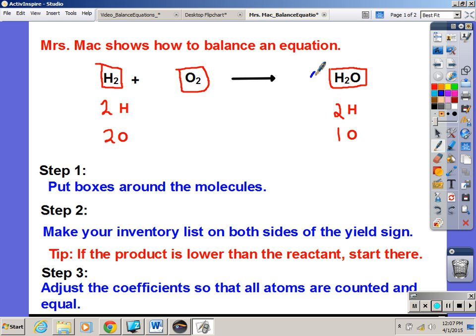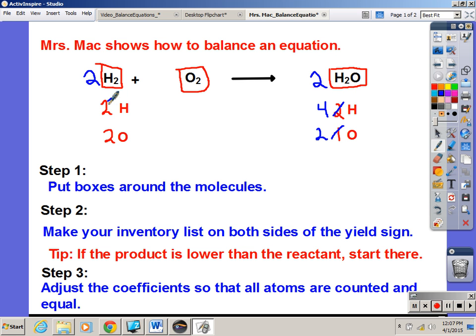So if I place a big 2 in front of this, now that changes the number of H's that I have right here. So now instead of 2 H's, I now have 4. And instead of 1 O, I now have 2. Well, that's great. My O's are now balanced, but my H's are not. So what can I do over on this side to make my H's balanced? Yep, that's right. If I put a 2 in front of this H2, now my coefficients balance.